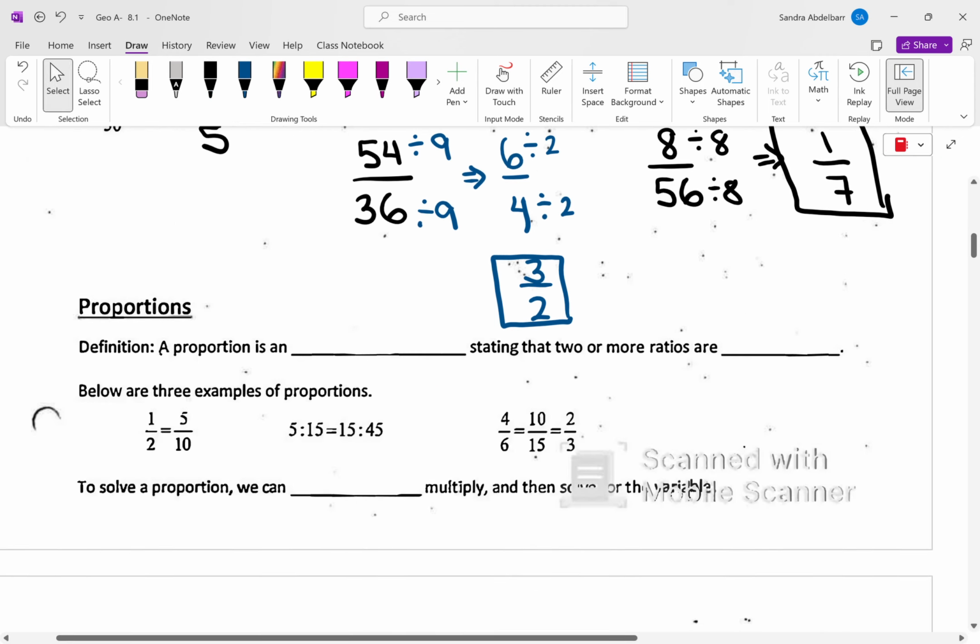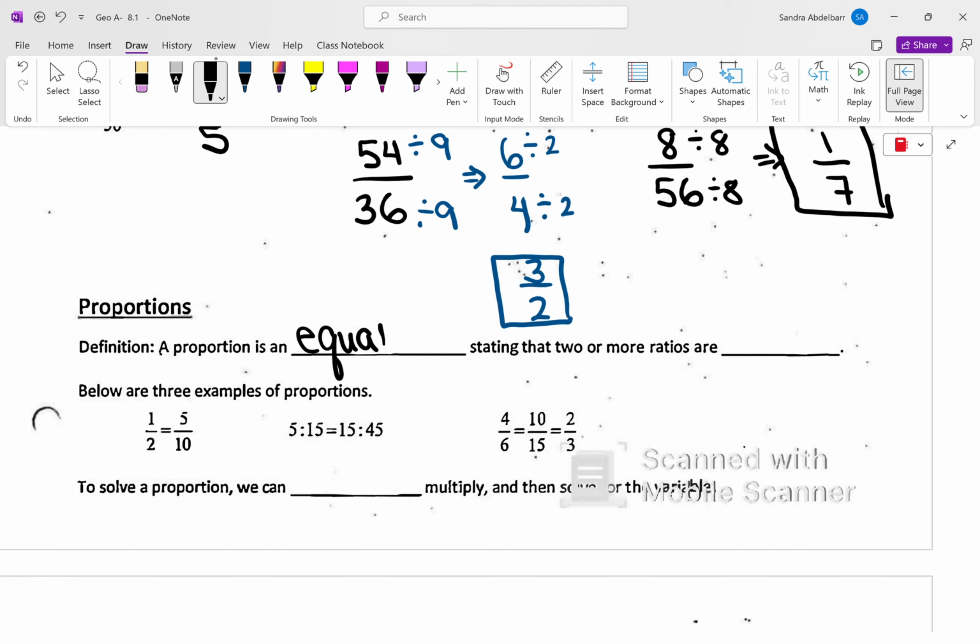Okay, a proportion is an equation stating that two or more ratios are equal. To solve a proportion, we can cross multiply.